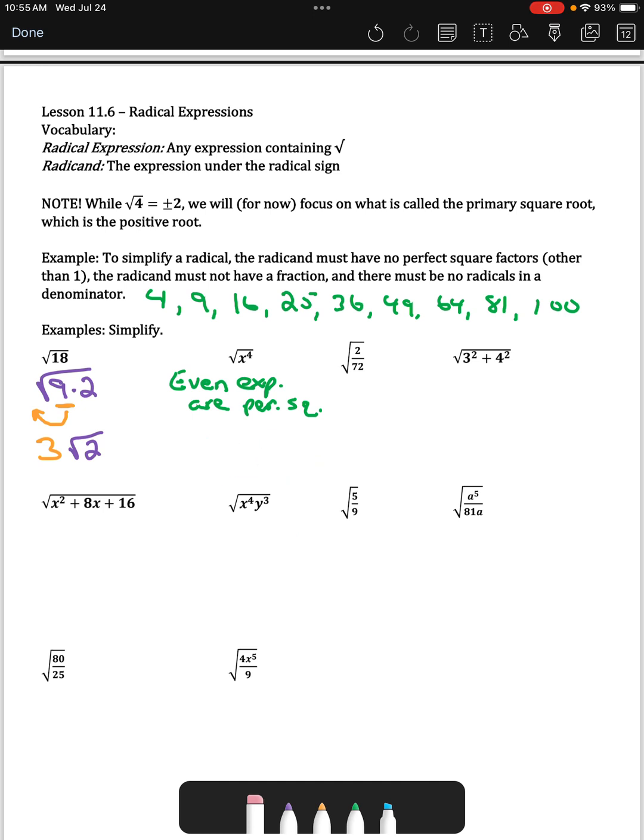So what is the square root of x to the fourth? What times itself makes x to the fourth? That's x to the second. Our next radical has a fraction. And underneath that radical, neither one of those two numbers, 2 or 72, is perfect.